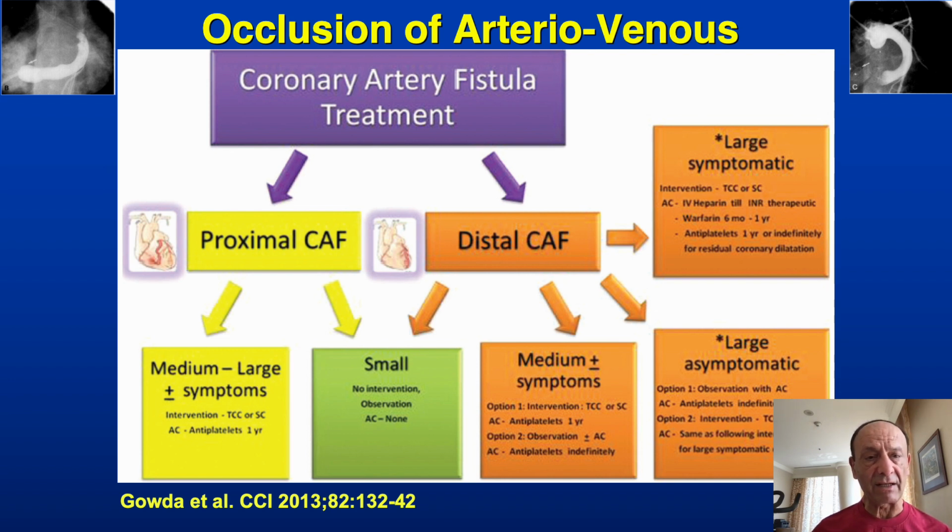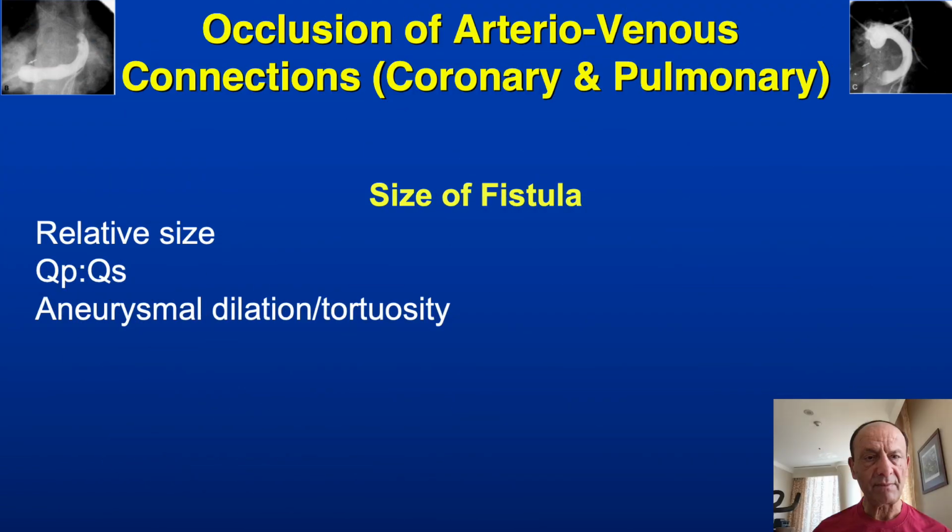If it's a distal fistula, again, you look at the size. If it's small, just observation and no need for anticoagulation. If they are medium to large, with or without symptoms, obviously you need to do intervention, either transcatheter or surgical closure, plus anticoagulation or antiplatelet therapy. So depending on the size of the fistula, you look at the relative size.